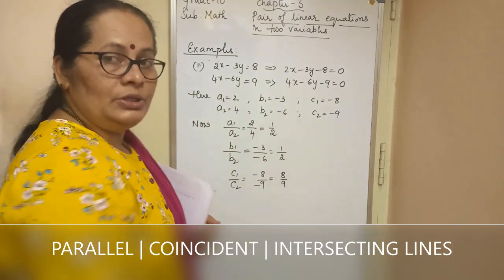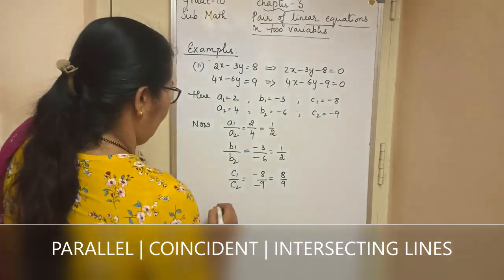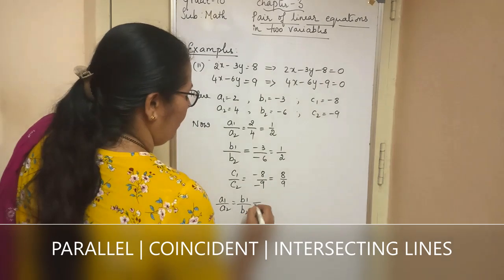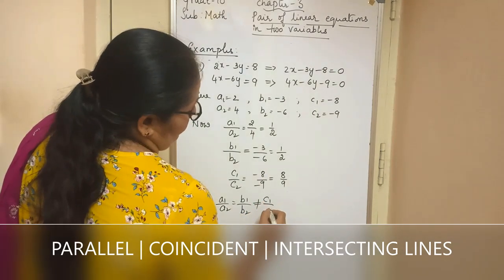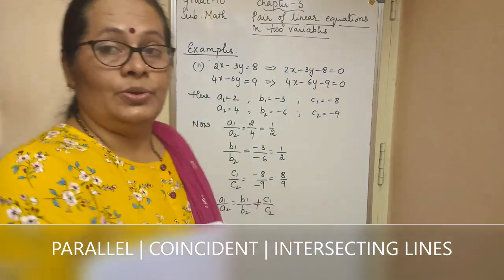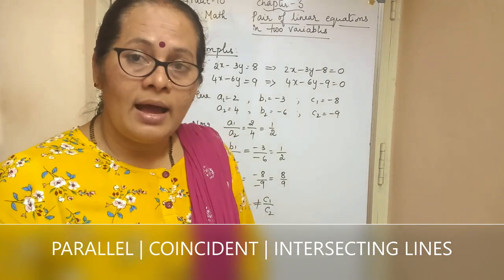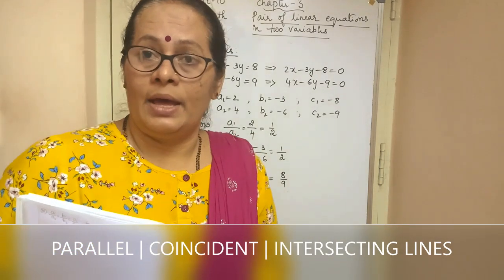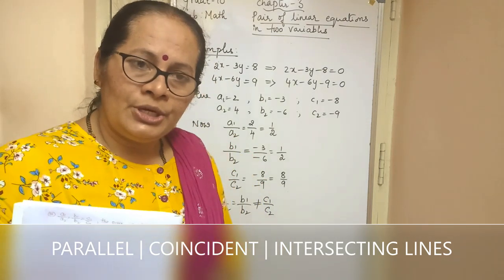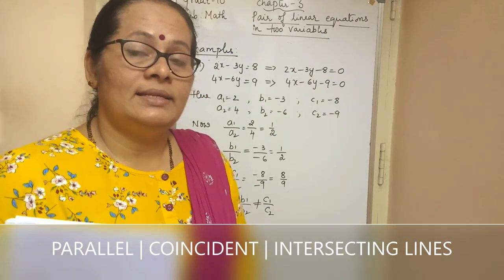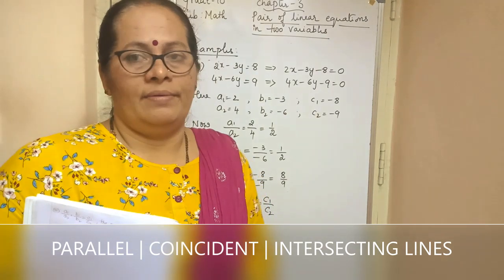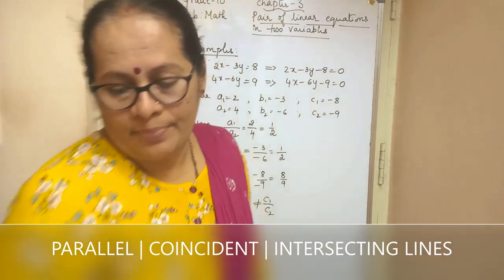Now, compare these ratios. The first two ratios are equal. So, a1 by a2 is equal to b1 by b2 but not equal to c1 by c2. So, the first two ratios are equal but the third ratio is not equal. It means that this pair of equations has no solution. So, we call it an inconsistent pair of equations. Now, we'll take one more example.